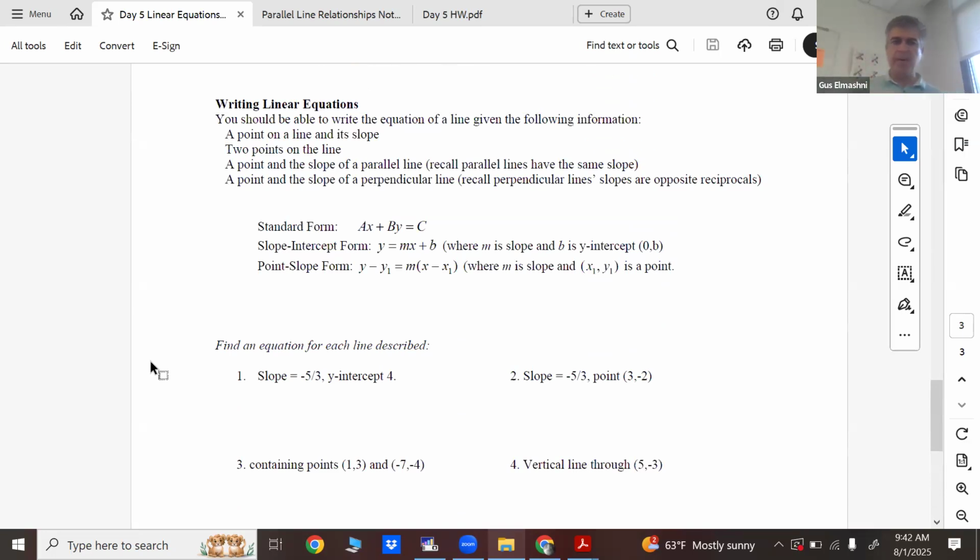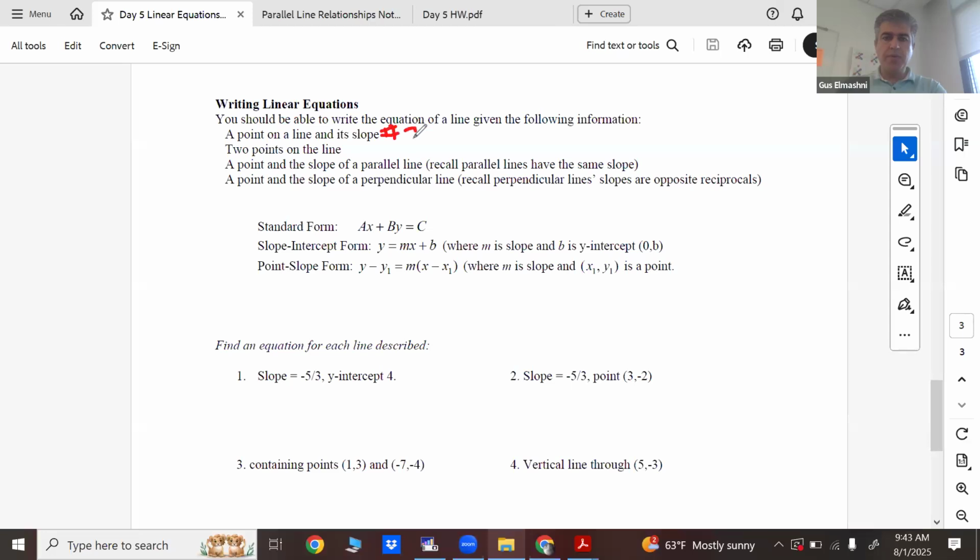Jake, can you read the opening paragraph? You should be able to write the equation of a line given the following information: a point on a line and its slope; 2 points on the line; a point and the slope of a parallel line, we recall parallel lines have the same slope; a point and the slope of a perpendicular line, we recall perpendicular line slopes are opposite reciprocals. Okay, thank you. I appreciate it, Jake.